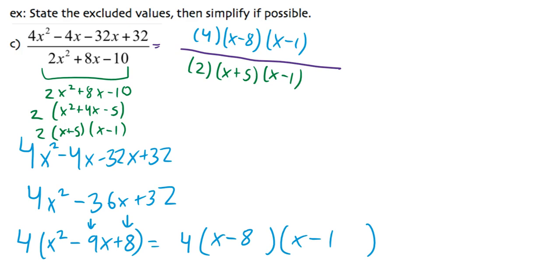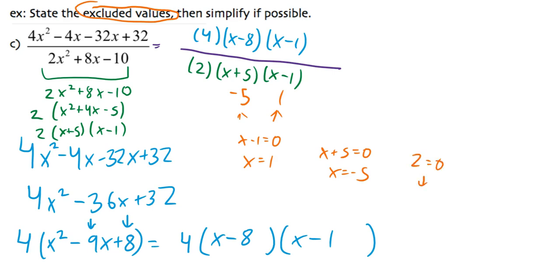Now I go ahead and I think about what my excluded values are once everything's factored, but before I cancel. My excluded values are 1 and -5, and that 2 doesn't give me any value. Right? If I'm looking for zeros, I'm thinking, okay, what makes x minus 1 0? Oh, x equals 1 does. What makes x plus 5 0? Oh, that happens when x is -5. What makes 2 0? That's impossible. There's no zeros. 2 doesn't introduce any possibility of my denominator coming out to 0. My only zeros are -5 and 1. Those are my excluded values.